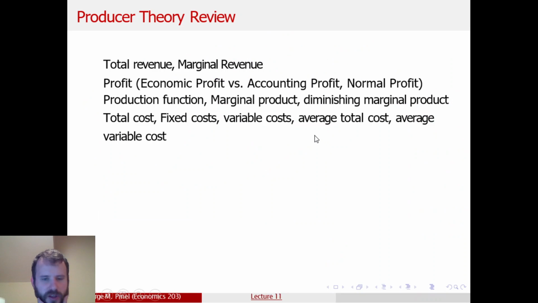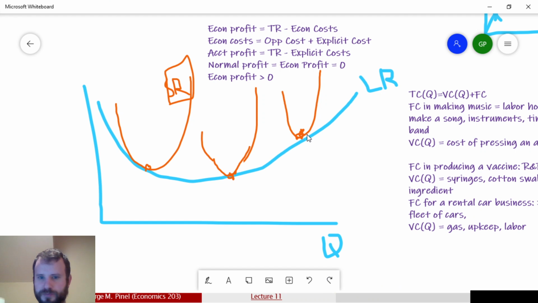That's all I'm really saying. And then your average total cost is just going to be your total cost divided by your quantity. Okay.